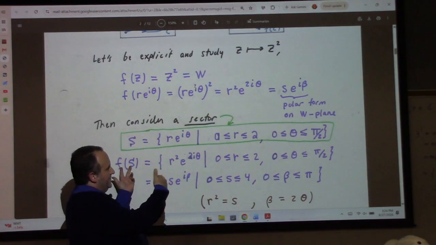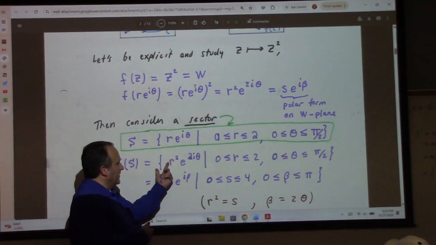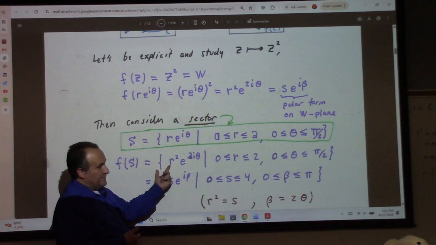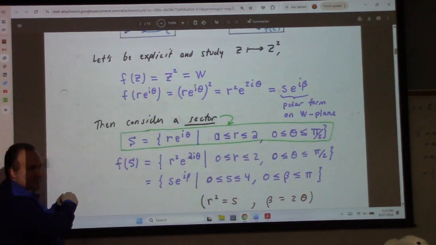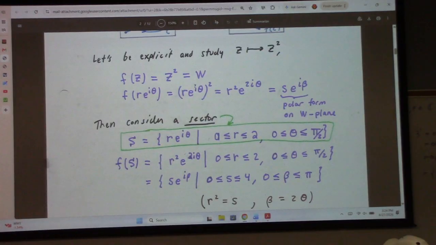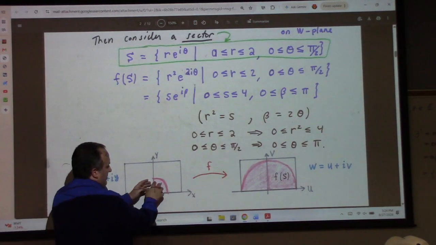The image of that sector under the square map gets me this. But of course, if r goes from 0 to 2, then r squared goes from 0 to 4. So s goes from 0 to 4, and my pi over 2 angle gets expanded to a pi angle, right? All of this to say, what the square map does to this quarter circle is it blows it up into a half circle. It expands it.